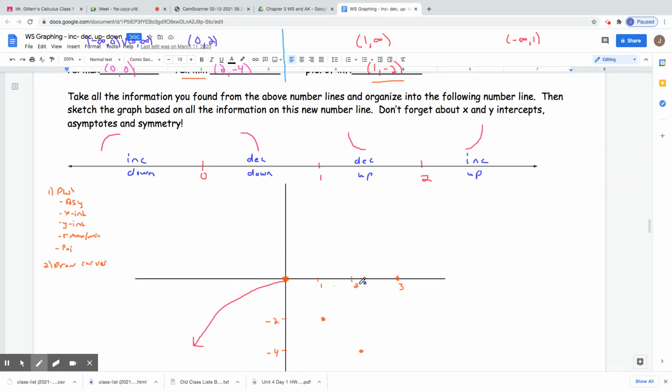Now between 0 and 1, well, guess what? I'm going from this point to that point. That's 0 to 1. I'm going to do decreasing and concave down. All right? It's harder to do on this mouse, but you see, boom, there. And now from 1 to 2, it's decreasing and concave up. There. And then the rest of the way, it's increasing and concave up.